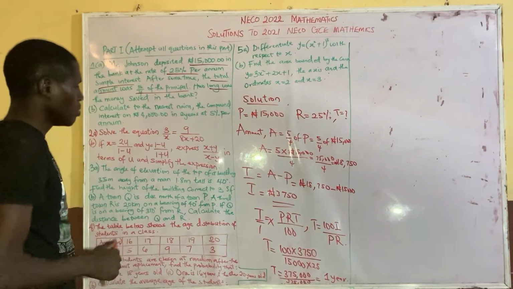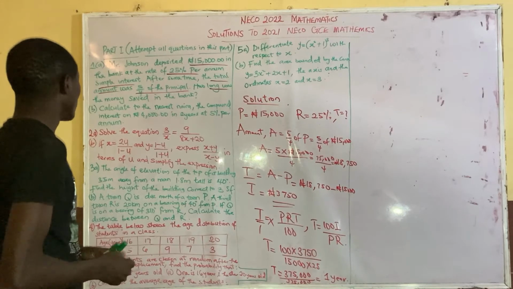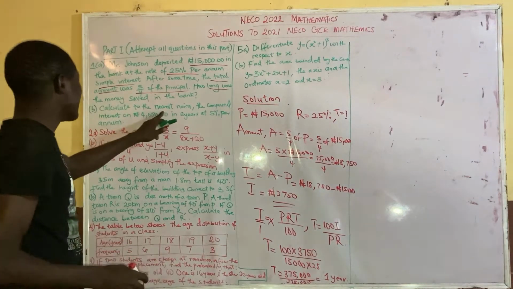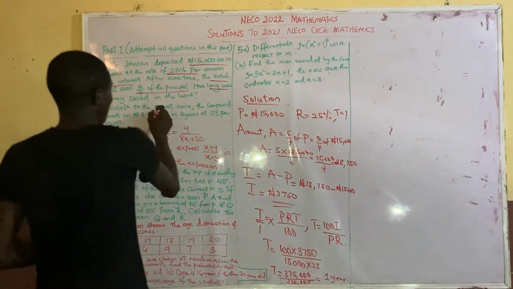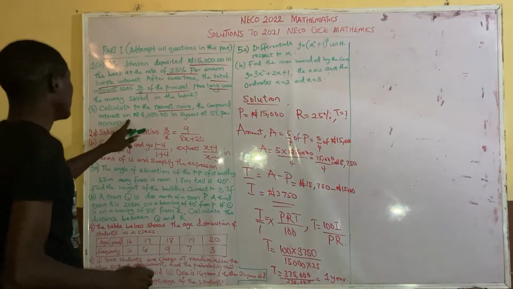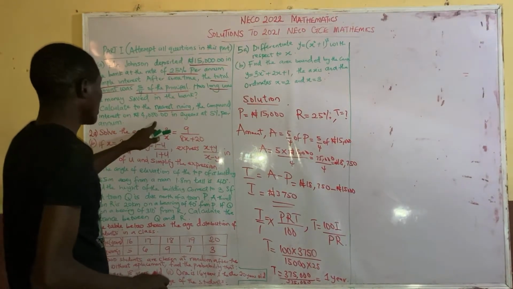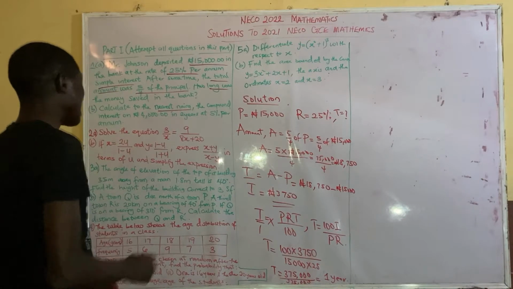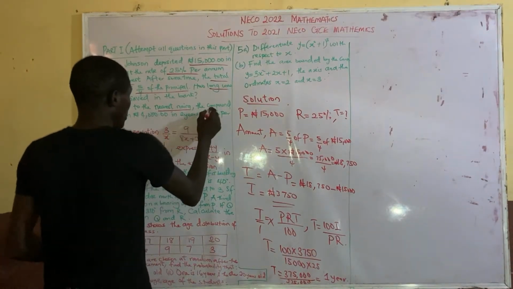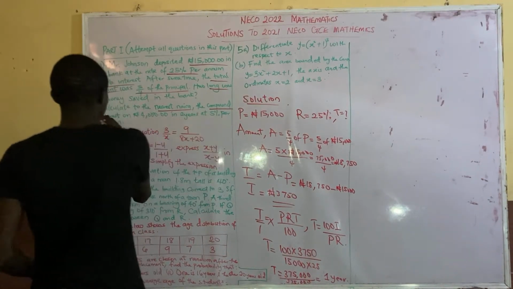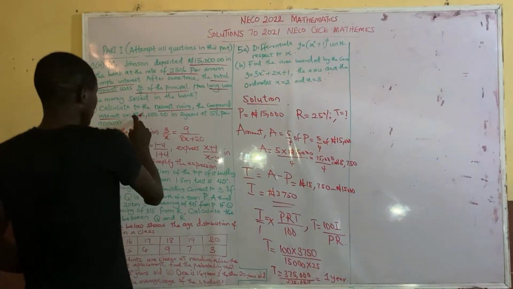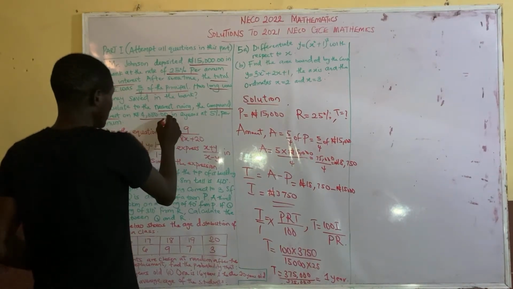Number 2, part B. Calculate, to the nearest naira, the compound interest on 4,000 naira in 2 years. Remember, we are calculating the compound interest, CI, on 4,000. That's the principal.